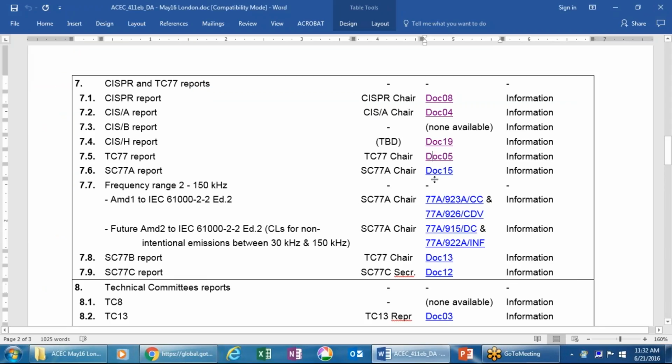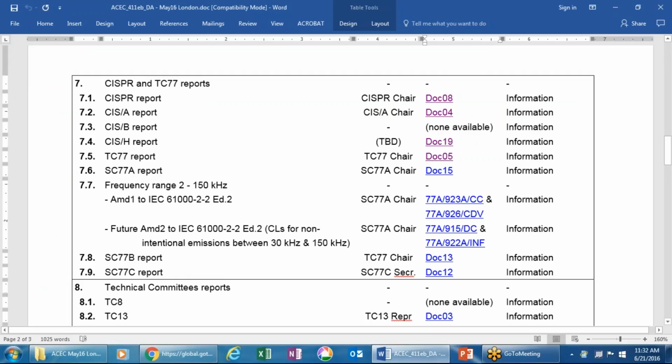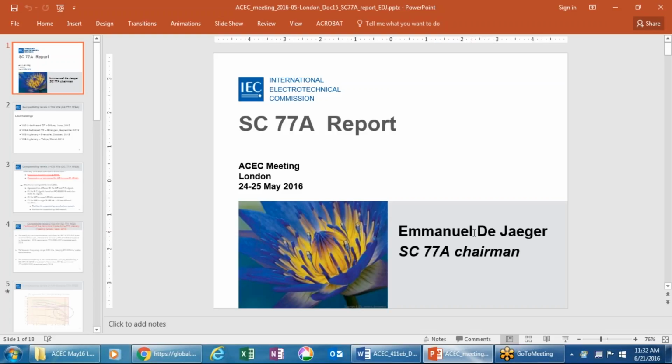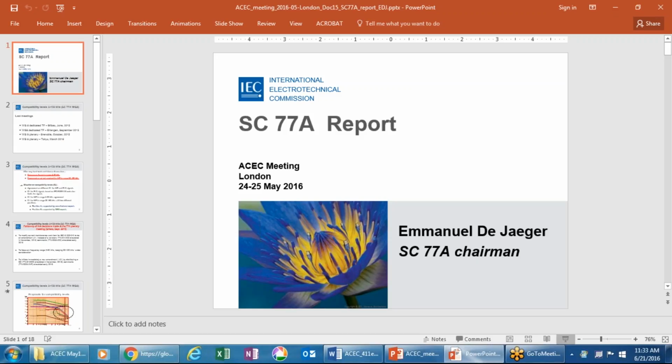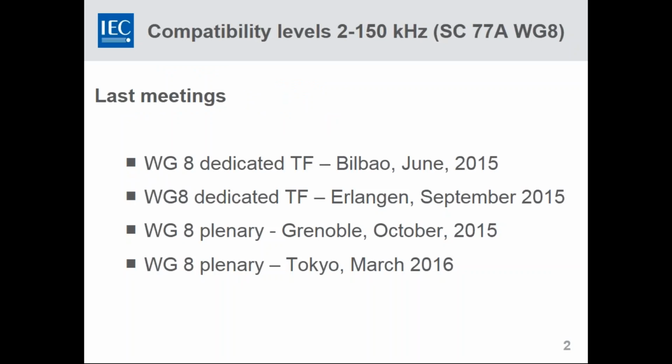And we'll bring up subcommittee A, which is working this issue with what to do with the power line communications and the emissions coming out of power supplies, AC/DC converters. So they have working group 8, which is what he focused on here, and that's important. If you look at the heading up here, compatibility levels between 2 and 150 kilohertz.